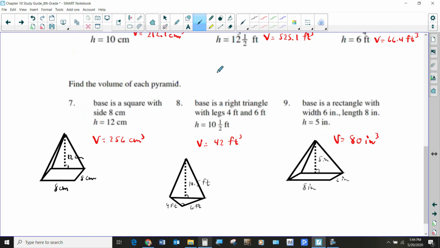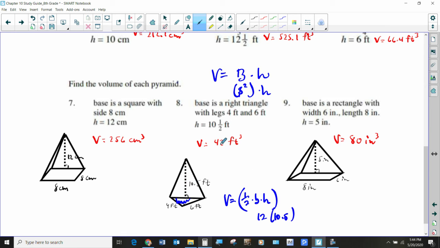Same formula applies for the pyramids, but you might have different bases for your pyramids. The cones always have a circular base. So we have to determine what the base is. In this case, it's a square, so you take the side length squared and then multiply it times the height. In this case, it's a triangle, so the area of the base is 1/2 times base times height, which happens to be 4 by 6, so it's going to be 12. Then you multiply that times 10.5, and that's how you get your 42 cubic feet there.